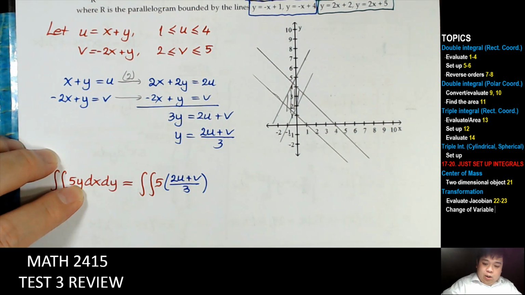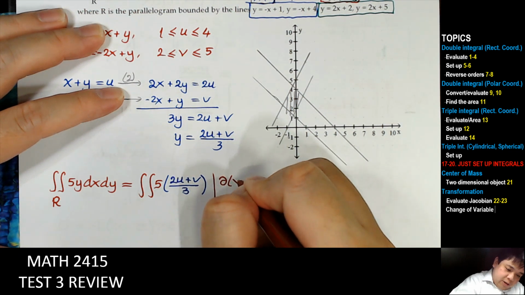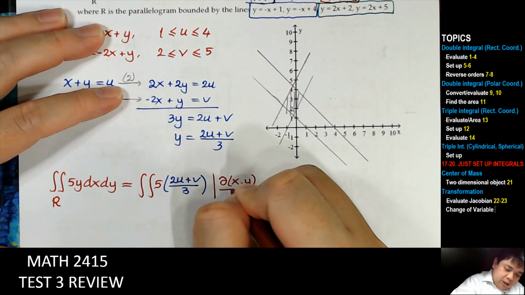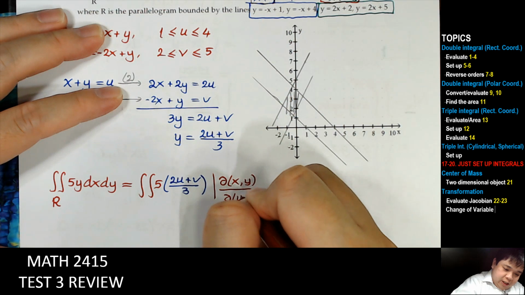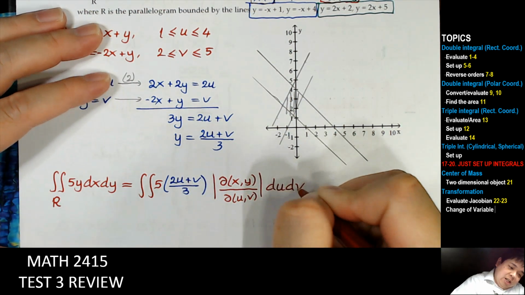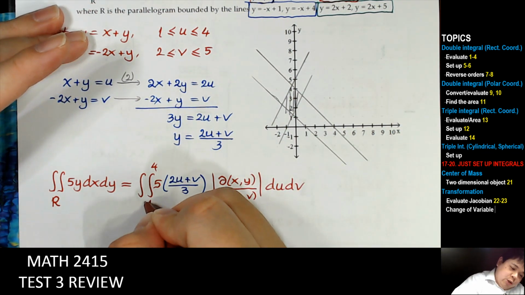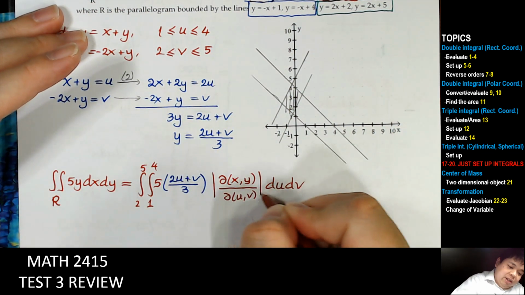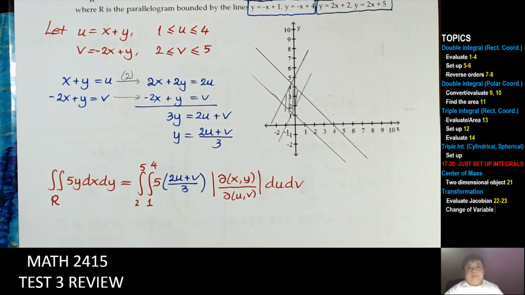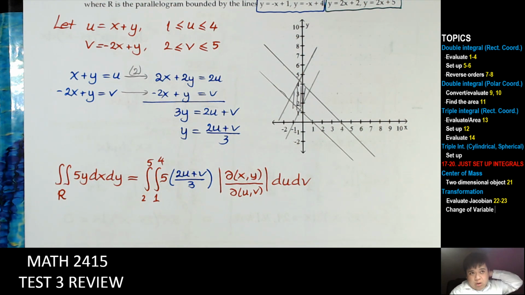And then we have to have the Jacobian of x, y over u, v, and then du and dv. This is easy. u is from 1 to 4, and v is from 2 to 5. So we have everything except for the Jacobian. The function is easy: y is 2u plus v over 3.